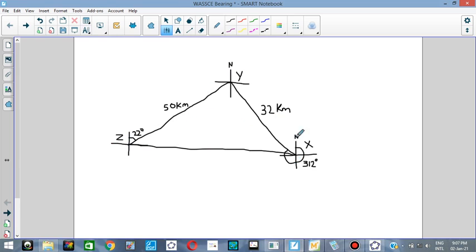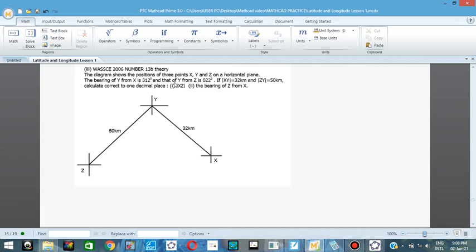So this is how the drawing is. Make sure you use your ruler and your pencil. Make your work neat. You don't necessarily need to draw to scale, except the question requires you to draw to scale. So take note of that. So now what are we calculating? Let's see. It said we should calculate to one decimal place.